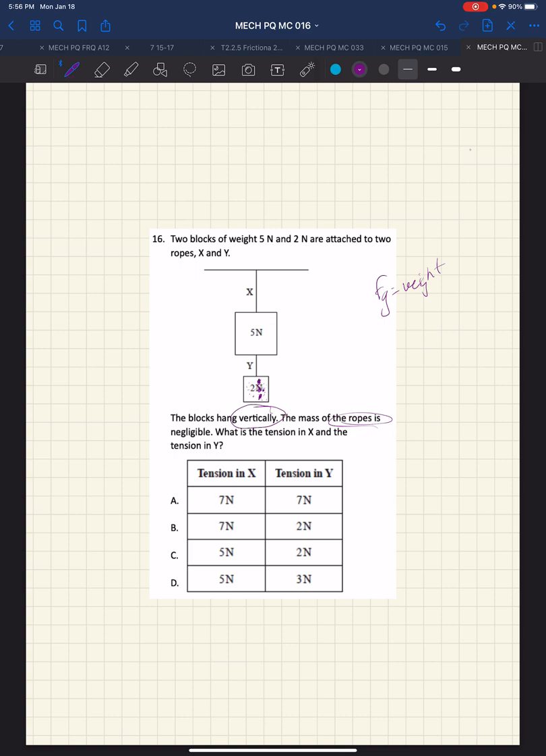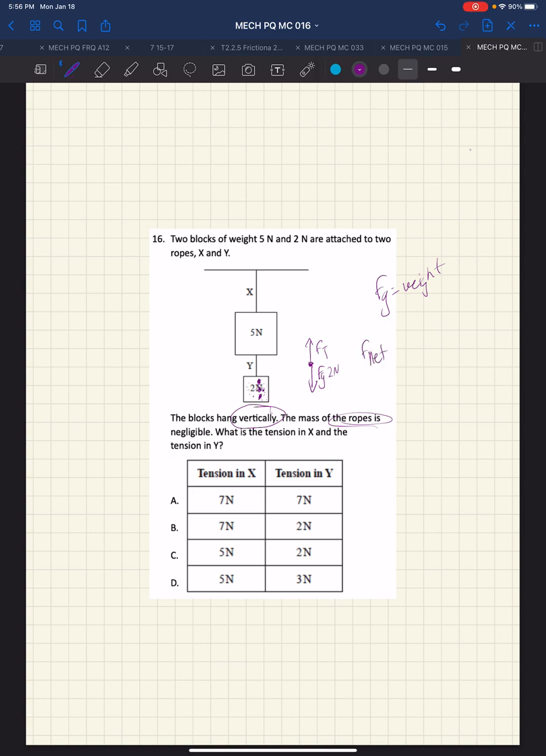So in the end, when we get to Y, if we draw the free body diagram, it is holding up the weight of the 2 Newton block, and that's the tension. And we know that's the tension because they're equal and opposite, since it's not accelerating.